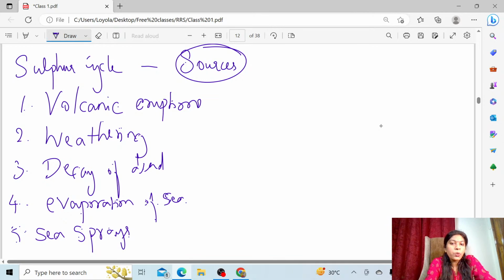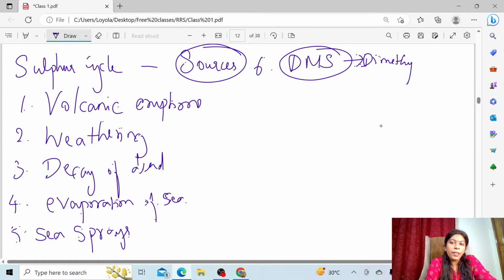And another important source you see, DMS. One time UPSC asked this itself as a separate question. This is dimethyl sulfide. We call this dimethyl sulfide. In this form also sulfur is given out. How do marine organisms produce DMS? When they are respiring, they will produce DMS. So this DMS is produced from the marine environment only. It is a very important source for cloud formation.